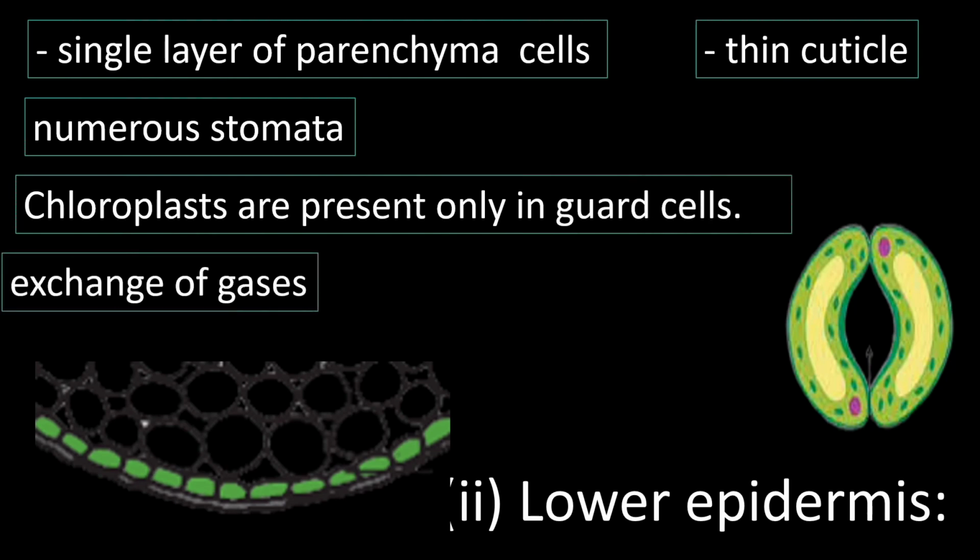Exchange of gases takes place through the stomata. Stomata are openings through which oxygen and carbon dioxide are exchanged. Exchange means taking one gas inside and sending another gas out. Through the stomata, transpiration also takes place.